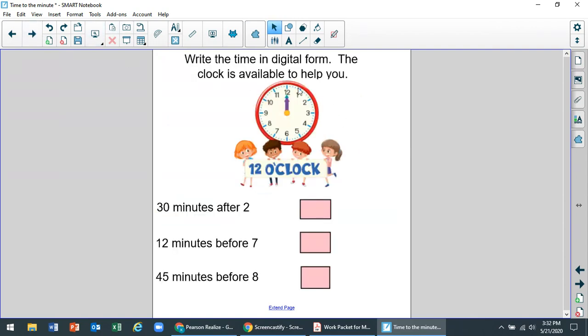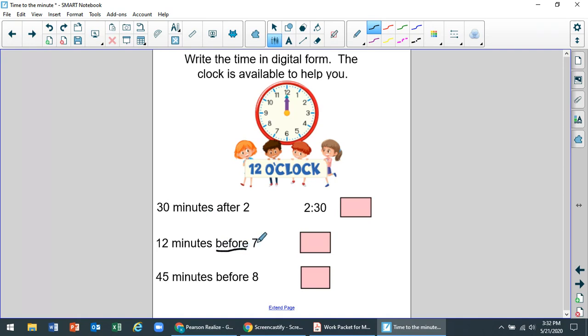Finally, look at this helper clock and tell me what the digital time would be. If it is 30 minutes after 2, what should the time look like? Correct, 2:30. If it is 12 minutes before 7, so we know if it is before the hour, we know that it's not going to be 7 yet. It's still going to be 6 something. So let's count backwards 12 minutes. 5, 10, 11, 12. That would put us right there.